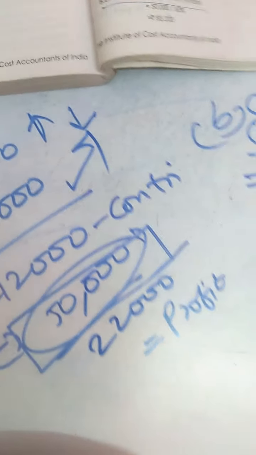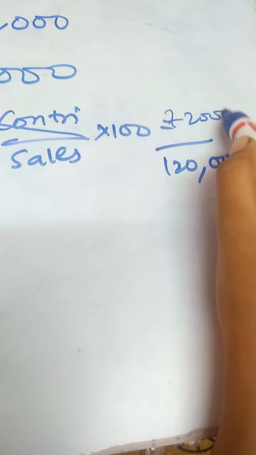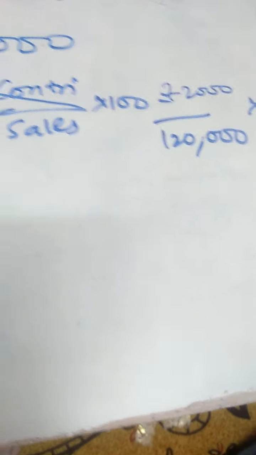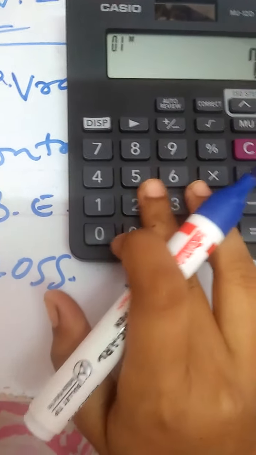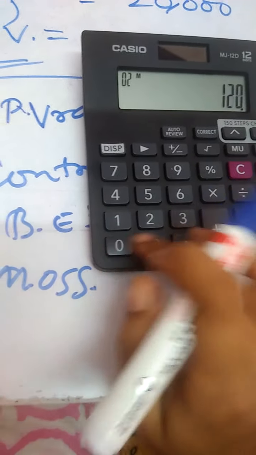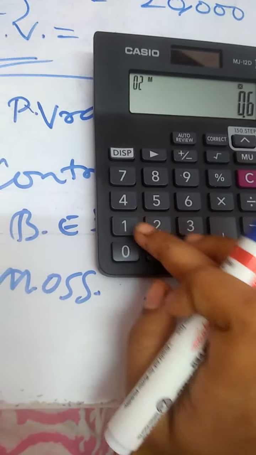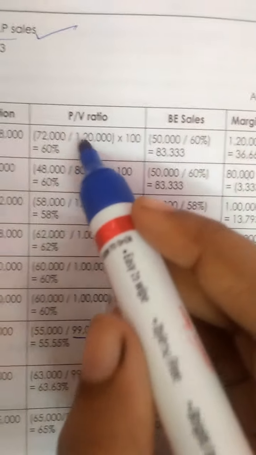And coming back to the problem, here we have contribution by sales into 100. So this is the contribution. Take this straightly here. 72,000 by 1,20,000 into 100. I'm going to calculate because you guys might not believe me. Okay, 72,000 by 1,20,000 into 100, it means 60%. Again, we have the whole 60% ordeal which just came right now. So here we go, 60%.